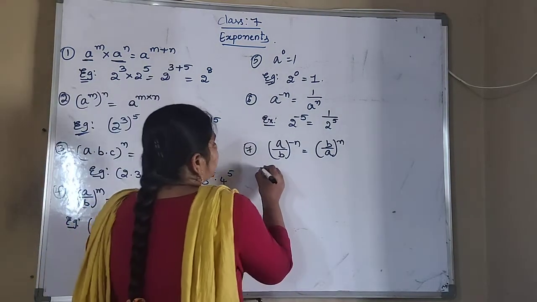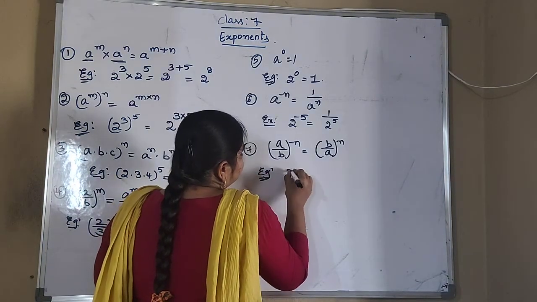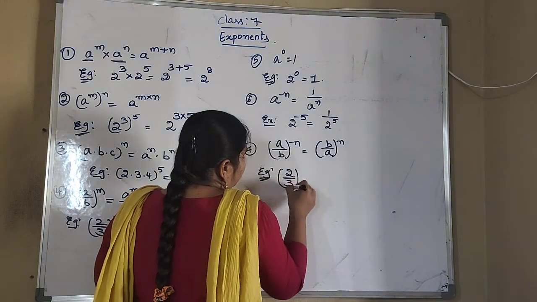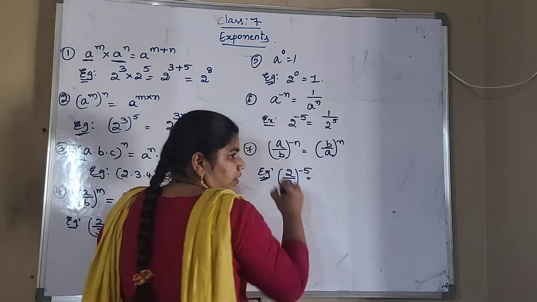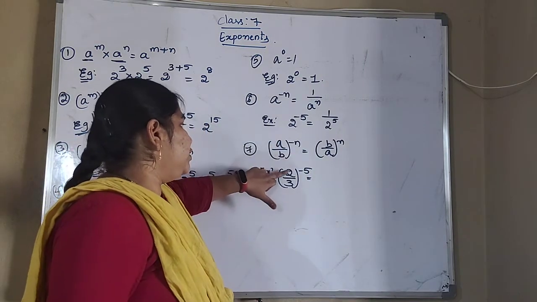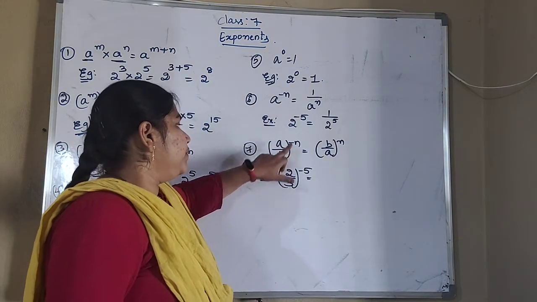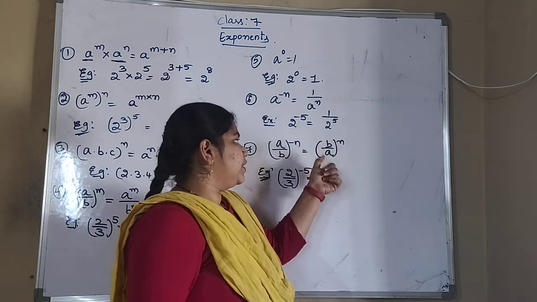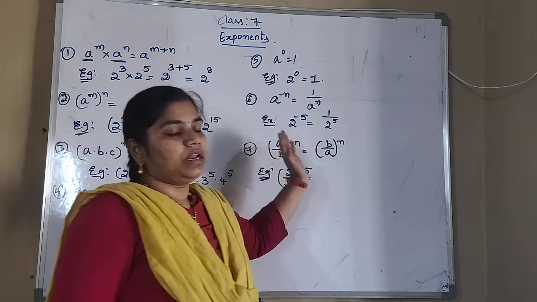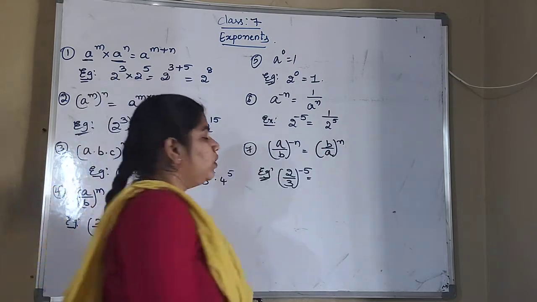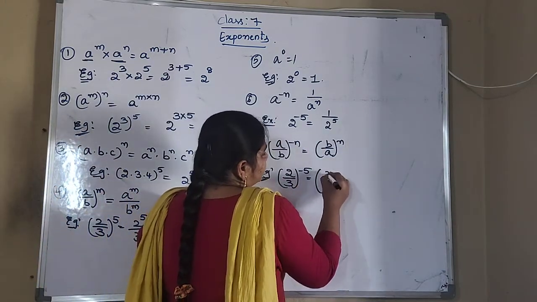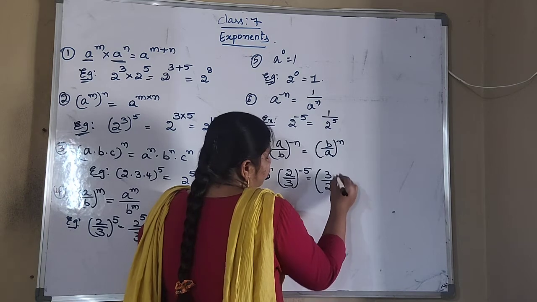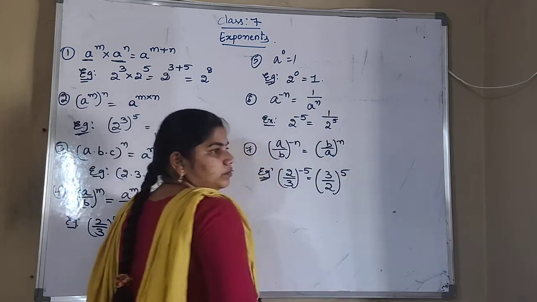So we will see one example. We can take (2/3) to the power minus 5, written in this form: a value is 2, b value is 3, minus n means minus 5. So what happened is, it has been reciprocated and the negative power has become positive. So again we write this as (3/2) to the power 5.